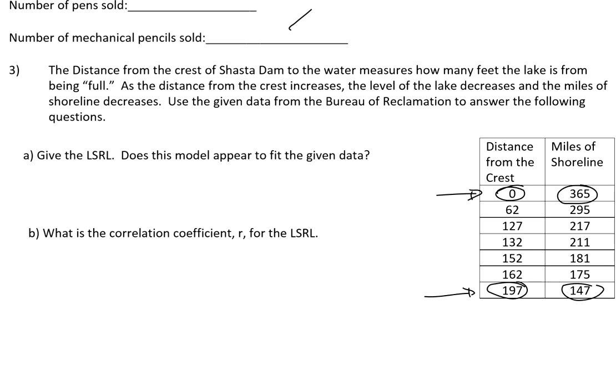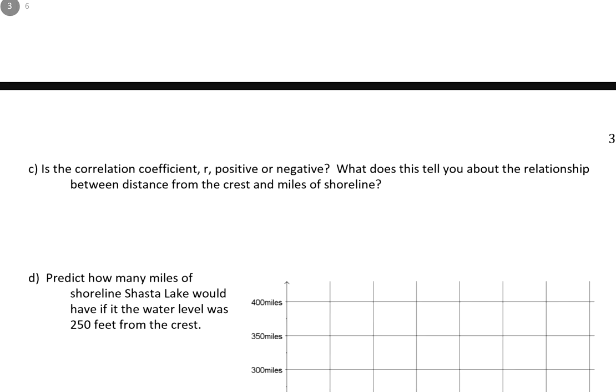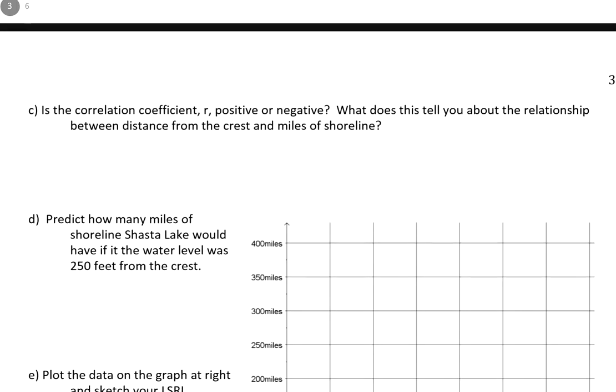So basically I'm looking for you to model this, give the least squares regression line that shows the relationship between the two. So if this is x and this is y, what's an equation that would model this situation? And then also, what's the correlation coefficient, r, for that least squares regression line. So just give me an equation that models it, and then give me the correlation coefficient. I think there were a couple other problems. Oh, is the correlation coefficient r positive or negative? What does this tell you about the relationship between distance from the crest and miles of shoreline?